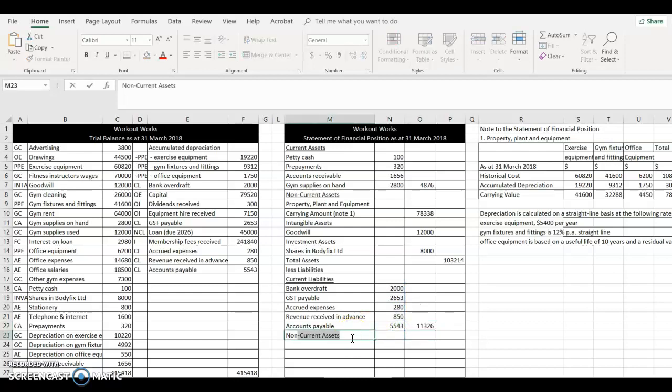Our non-current liabilities. Usually there's only one. Sometimes it's mortgage, and in this case it's a loan. Note the date means it's longer than this accounting period, so it becomes a non-current liability. So we'll just add those two up, gives us our total liabilities. And do you remember what assets minus liabilities is called?